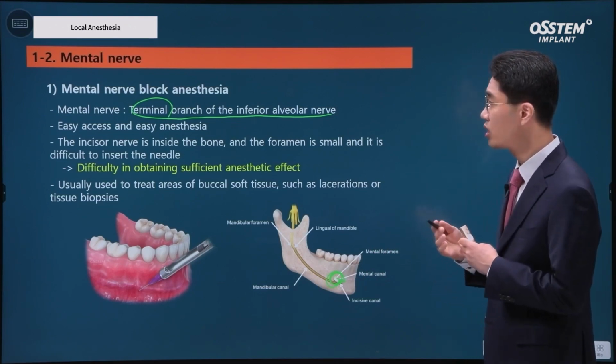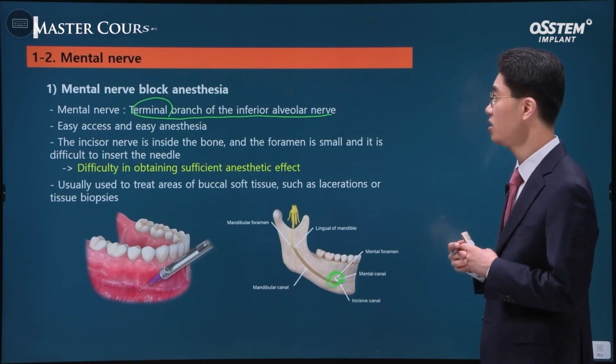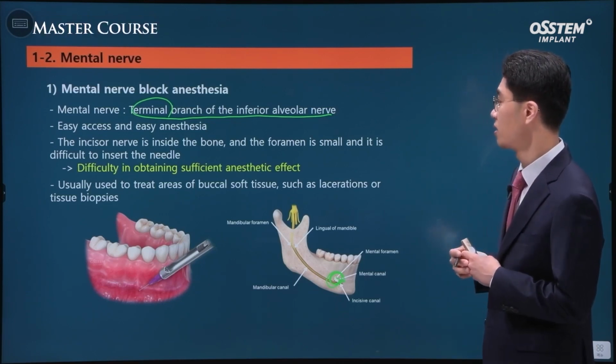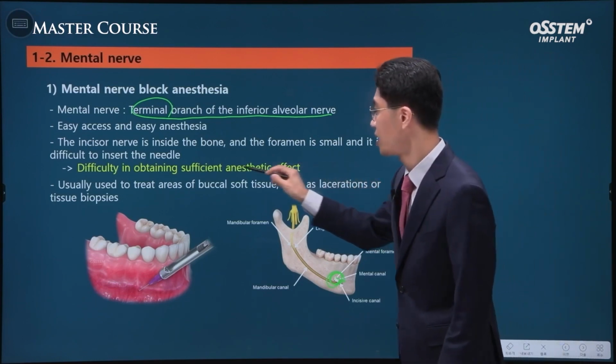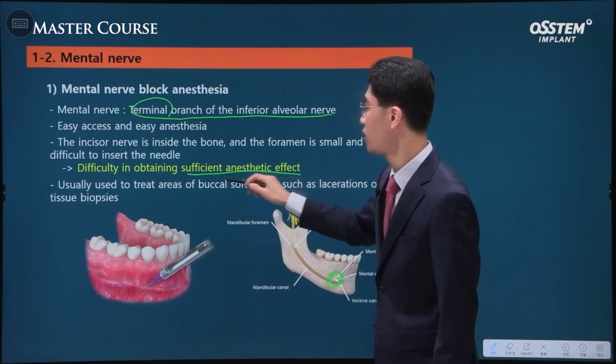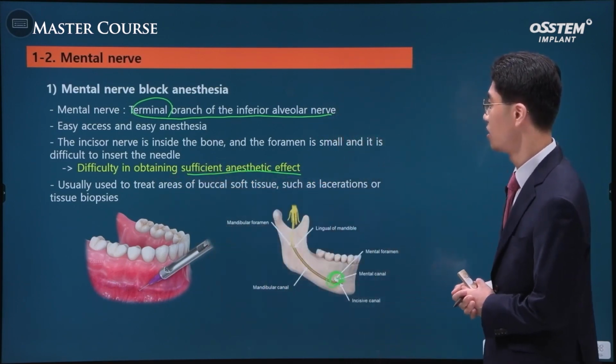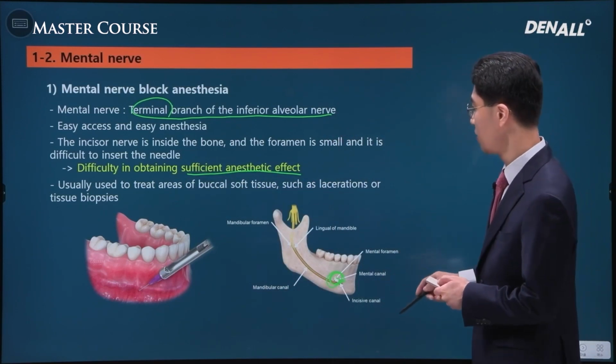You find the location of the mental foramen and perform anesthesia at that site. However, it is difficult to obtain sufficient anesthetic effect. That is the downside. This is not a frequently used block anesthesia method.